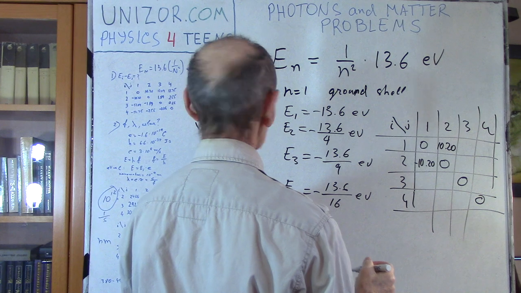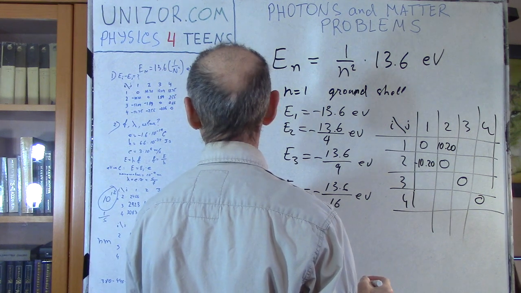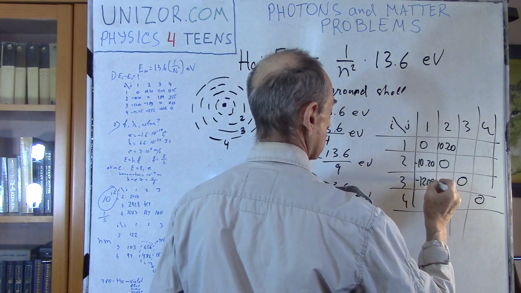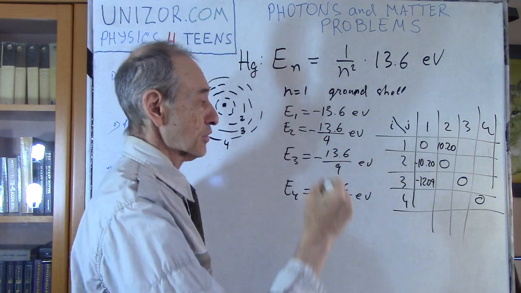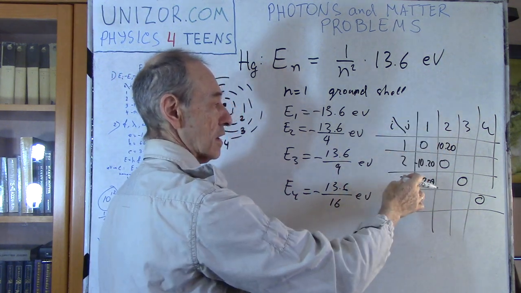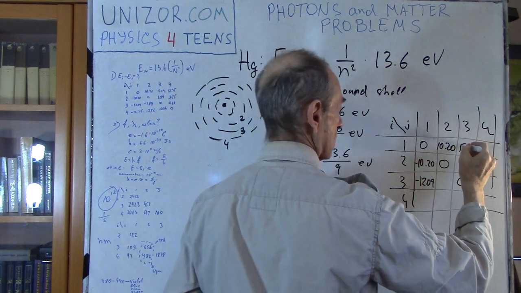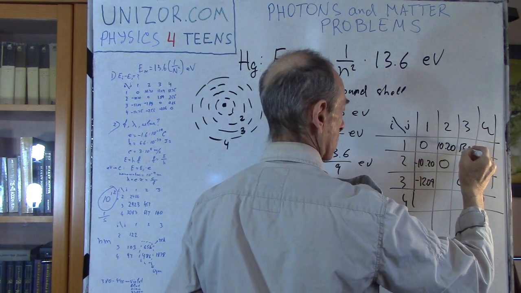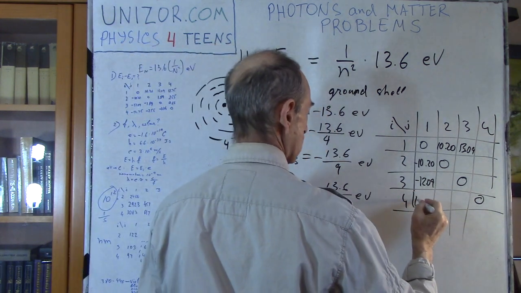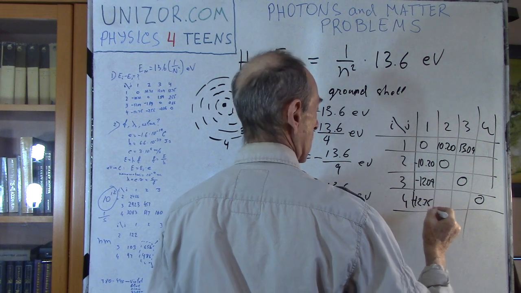Now what's next? Next is between 3 and 1. So it's minus 12.09. So obviously from 3 to 1, the difference in energy is greater than from 2 to 1. So that's why we have it here, 13.09. What's next? The fourth is 1271 minus 1271.75.